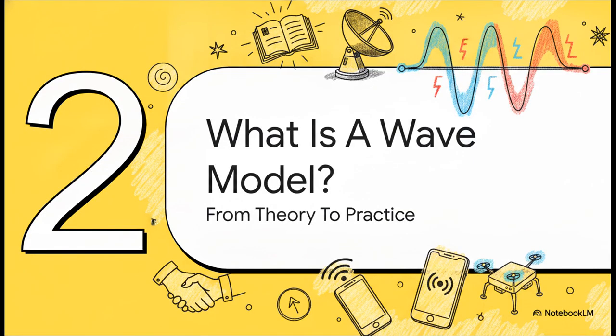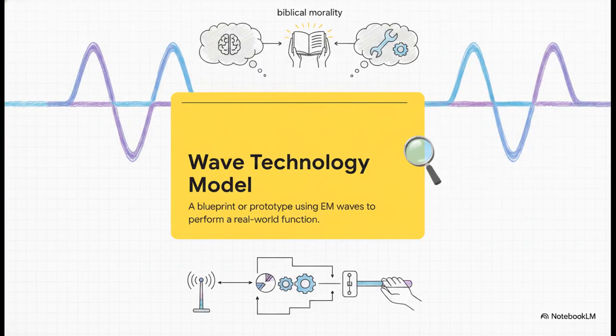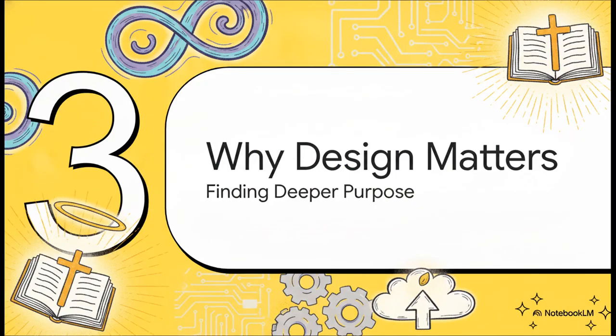Moving right along to section 2, what is a wave model? Okay, so a wave-based technology model, what exactly is that? Well, it's essentially a blueprint or prototype that uses an electromagnetic wave, like radio or infrared, to perform a real-world function. Basically, modeling an invention means you're moving out of the theory and into the practice. You're directly applying the principles of EM waves to clearly communicate exactly what your design is meant to do. It's like mapping out how a totally invisible wave can become a highly functional, tangible tool that we can actually use.